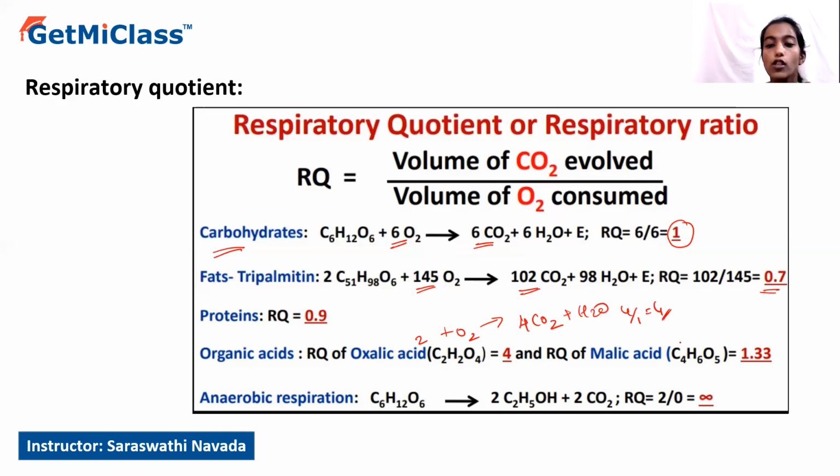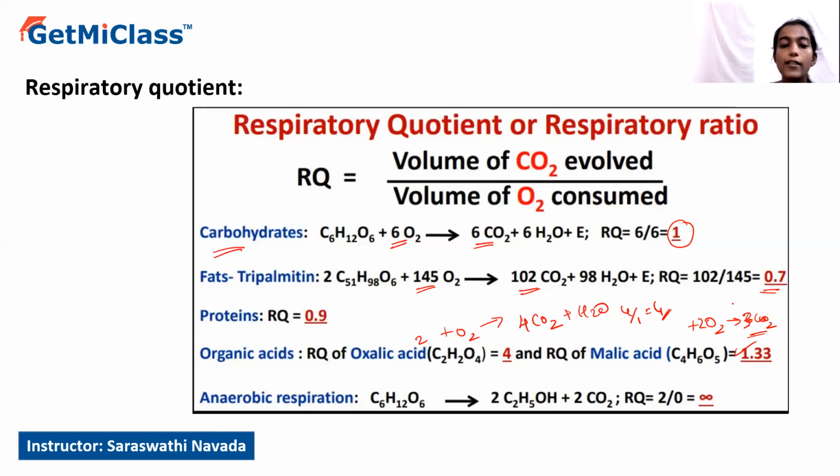Whereas for malic acid, 2 molecules of malic acid will be oxidized in the presence of oxygen. 3 molecules of oxygen will be utilized for the oxidation, which gives rise to almost 4 molecules of carbon dioxide, and the respiratory quotient will be up to 1.3 if you calculate.